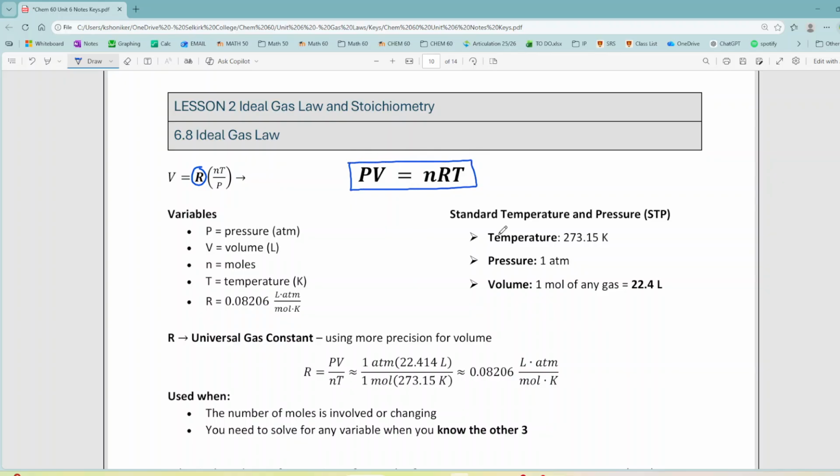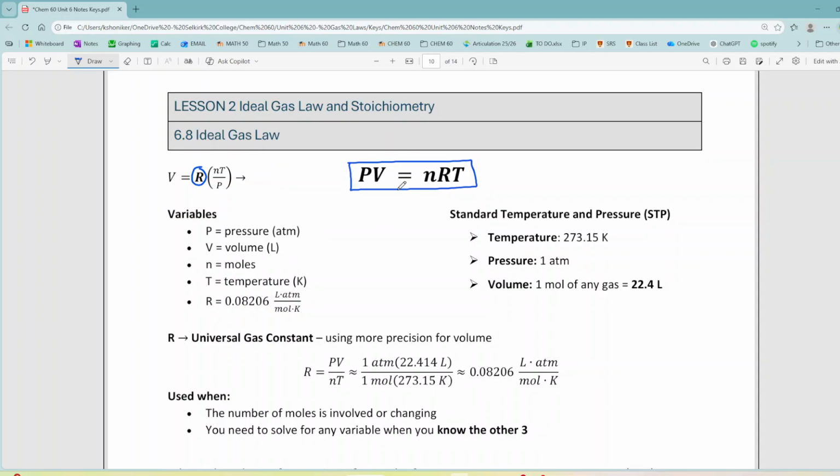And PV equals nRT is called the ideal gas law. Now, this is ideal because this is assuming that gases are behaving properly, meaning that every collision they have is a perfectly elastic collision, meaning they just bounce off each other and they mix well and occupy their own space. Okay, so they're acting in an ideal way. What we're going to look at is the relationship between pressure, volume, moles, temperature, and this universal gas constant.